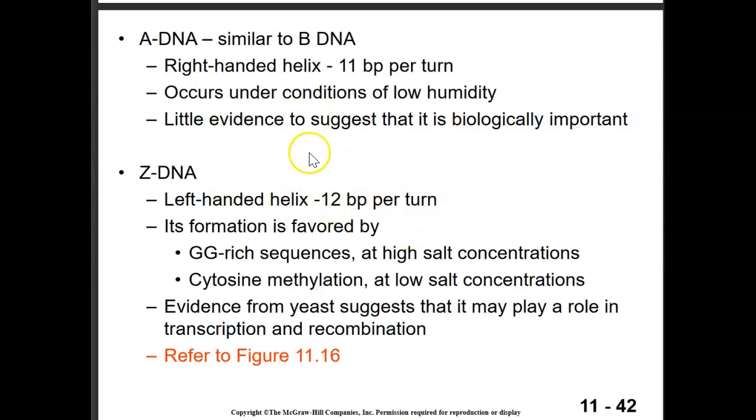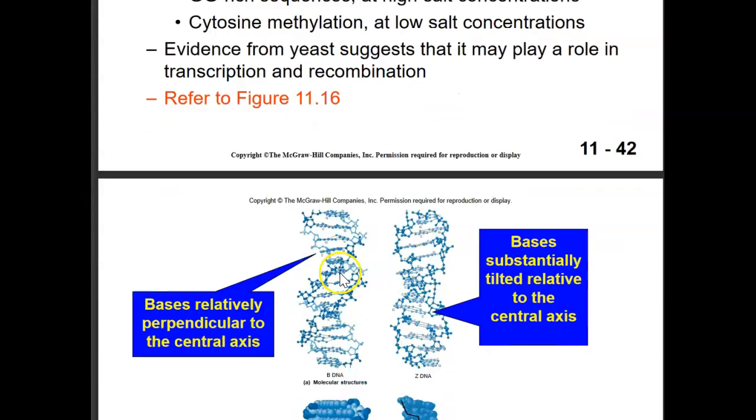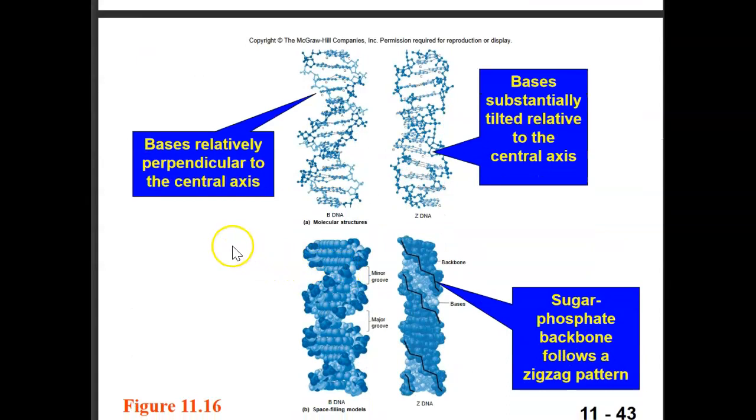zDNA is DNA that turns in the opposite direction. It's a left-handed turn. It may have something to do with recombination in yeast. You can find it in high salt or low salt concentrations, but basically you don't find this very often. You find zDNA in very unusual conditions. So when you're looking at bDNA, this is normally what we look at. Here's the space filling model. zDNA twists in the opposite way.